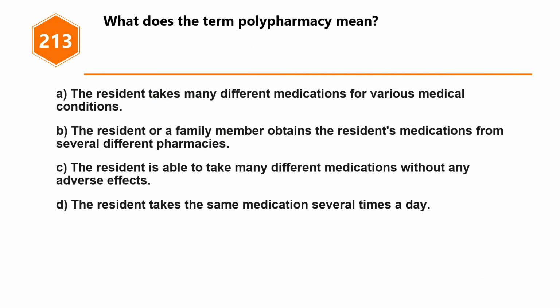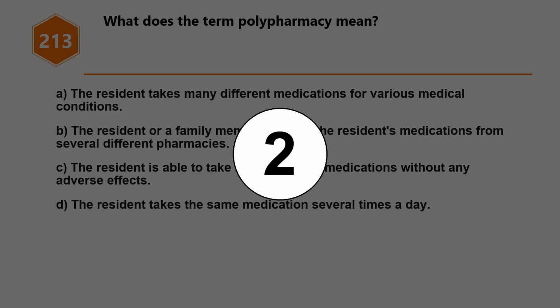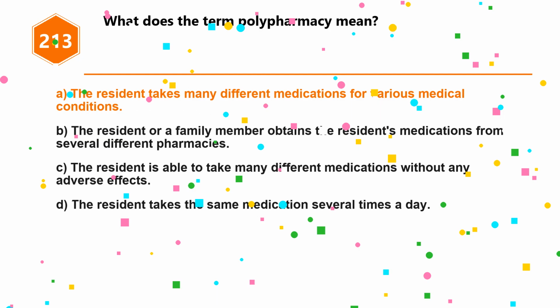Question 213. What does the term polypharmacy mean? Option A. The resident takes many different medications for various medical conditions. Option B. The resident or a family member obtains the resident's medications from several different pharmacies. Option C. The resident is able to take many different medications without any adverse effects. Option D. The resident takes the same medication several times a day. The correct answer is option A. The resident takes many different medications for various medical conditions.